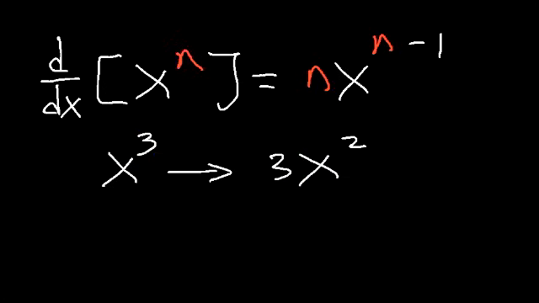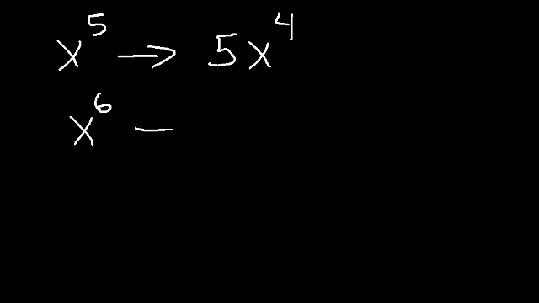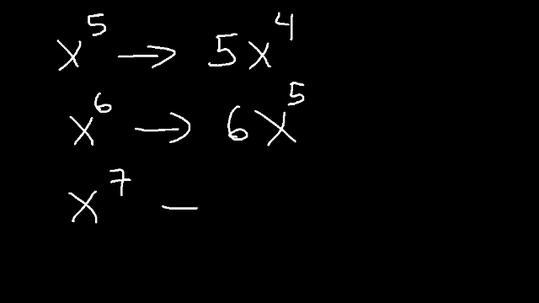So what is the derivative of x to the 4th power? The derivative of x to the 4th is 4x cubed. The derivative of x to the 5th is 5x to the 4th. The derivative of x to the 6th is 6x to the 5th power. For x to the 7, it's 7x to the 6th power.